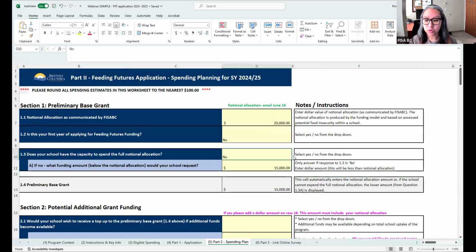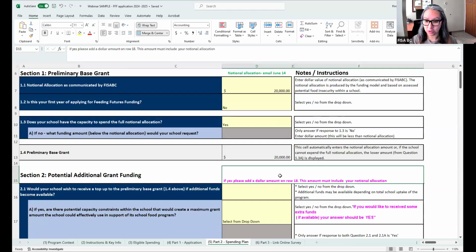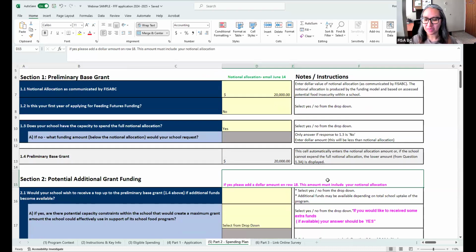For anybody else who says, no, I actually want my full notional allocation, I feel I have a plan and I know that I'm going to be able to spend it, I actually recommend that you always try to spend your full notional allocation. Just don't write anything here, and then we will continue. So hopefully so far we're okay. I don't see any questions in the chat, so I guess we're doing okay.